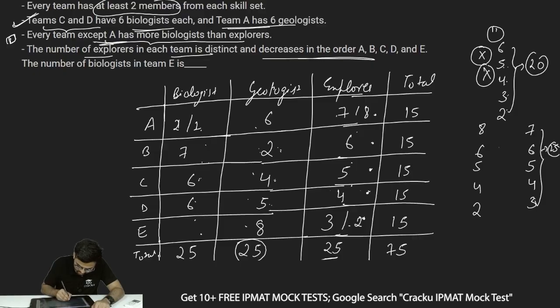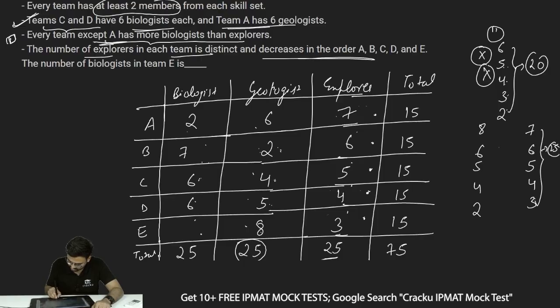Again, now for biologists, this value can never be 1. Why? Because at least 2 are there for biologists. For each category, there are 2 people with special skill set. So this cannot be 1. So what I can say is that the only possible value here is 2. Similarly, if this is 2, the only possible value here is 7. And thus the only possible value here is 3.